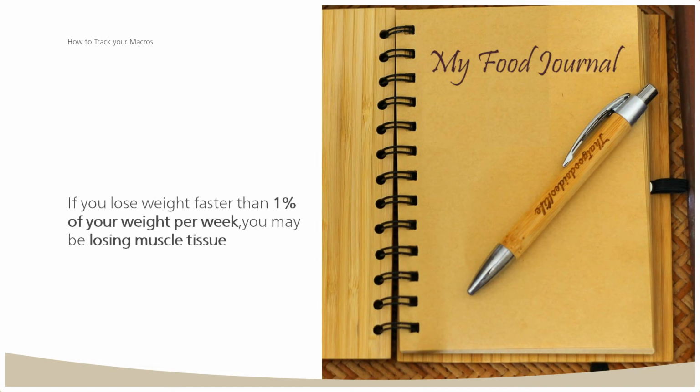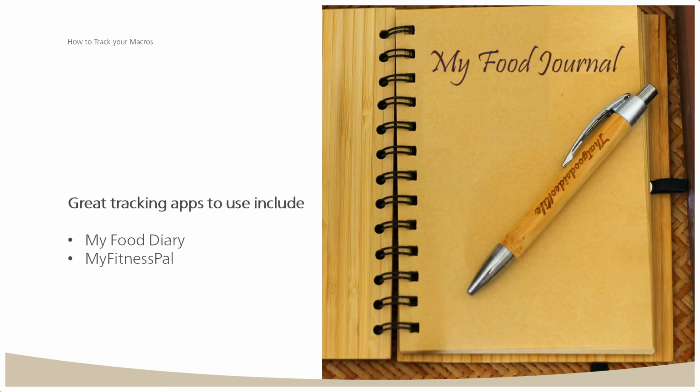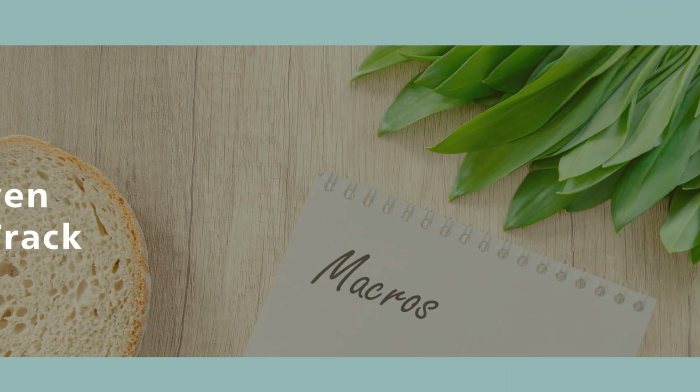If you lose weight faster than 1% of your weight per week, it means you may be losing muscle tissue, so adjust accordingly. You may also need to adjust your physical activity as well until you hit the sweet spot. Tracking macros may seem confusing and intimidating at first, but using apps can help simplify the process. Great apps to use include My Food Diary, MyFitnessPal, and others.